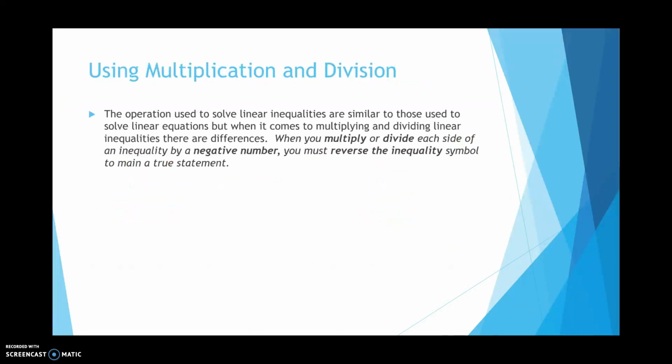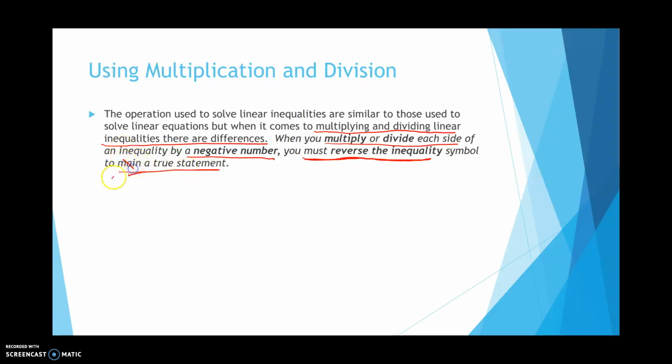All right, so here's this definition. I want you to write this down because this is very important. It's going to help you through this chapter and here on out working with inequalities. When you're working with linear inequalities, like we said, they're very similar to solving equations. But when it comes to multiplying and dividing linear inequalities, there are some differences. When you multiply or divide each side of an inequality by a negative number, you must reverse the inequality symbol to make the statement true.